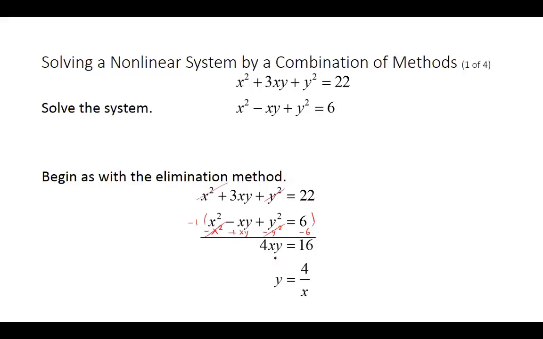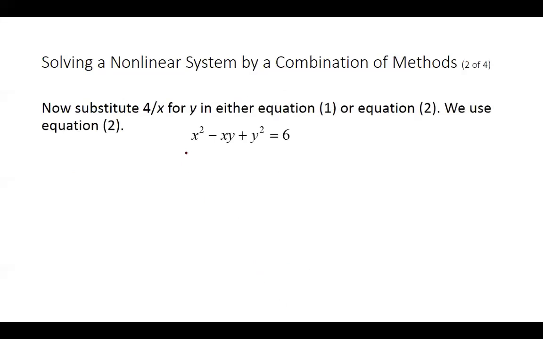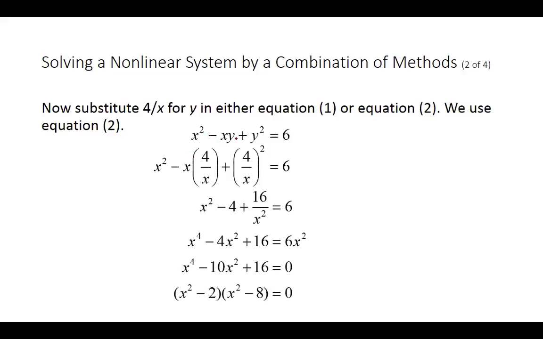You can solve for y. So y would be 4 over x. Now I find the equation for y in terms of x. The next step is to substitute that into the equation x squared minus xy plus y squared equal to 6, because we only have two variables here, x and y. If I substitute for each y 4 over x, then I would have only one unknown, which I can solve for. If you substitute for each y 4 over x, a lot of this reduces.